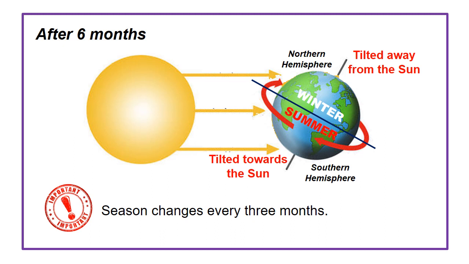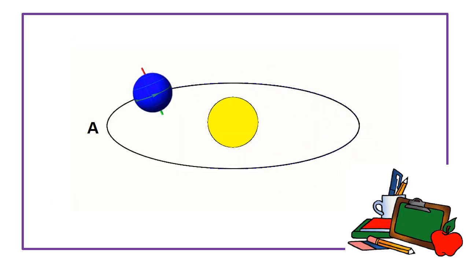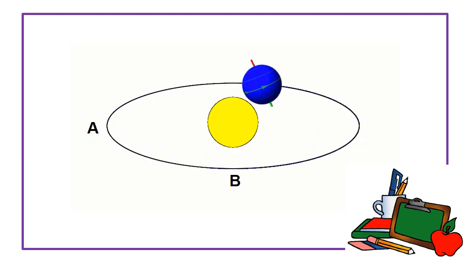Now remember, season changes every 3 months. What does it mean? For example, we have here the revolution of the Earth around the sun. Now we have the position A. After 3 months, the position of Earth will be in B. Then after 6 months, we have C. Then 9 months from A, we have position D.